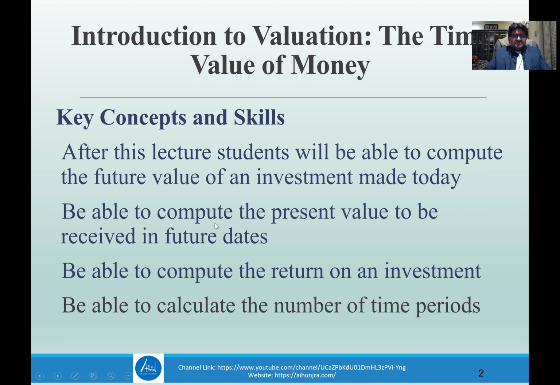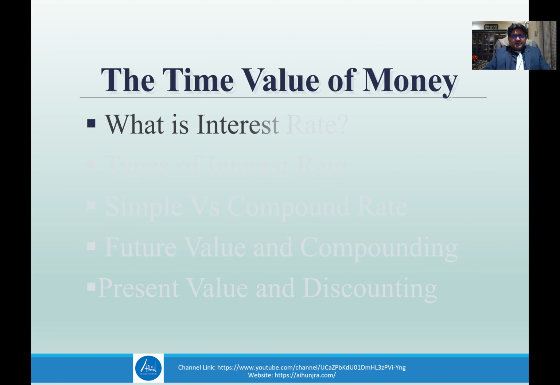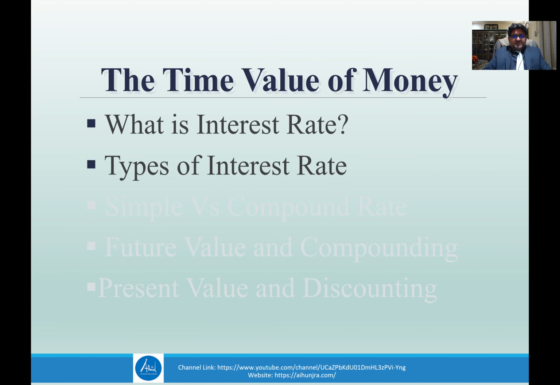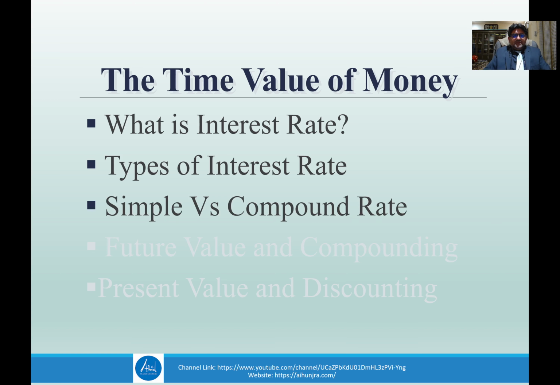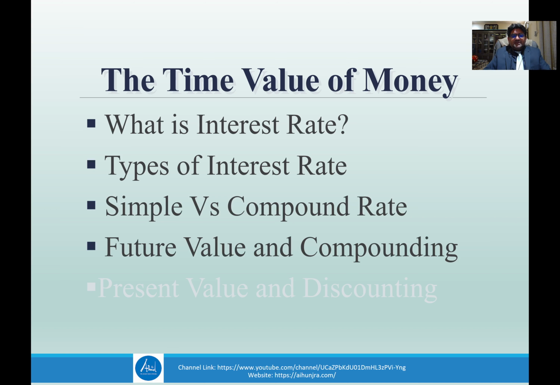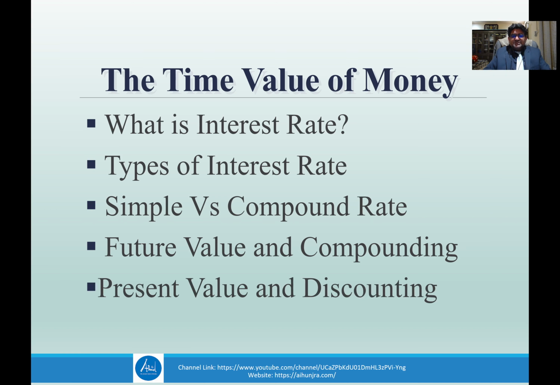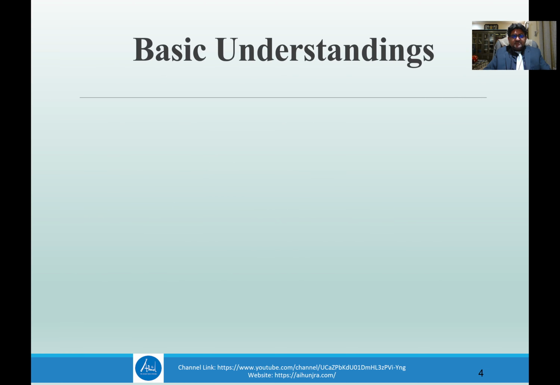If the value of any 3 is given, then we can calculate the 4th one. As we start from the basic understanding: the time value of money, what is interest rate, types of interest rates, simple versus compounding rate, future value and compounding, present value as discounting. This is our concern in this lecture.